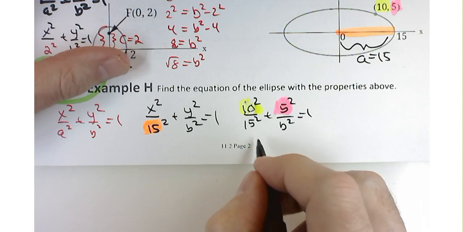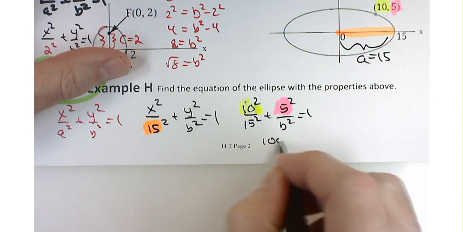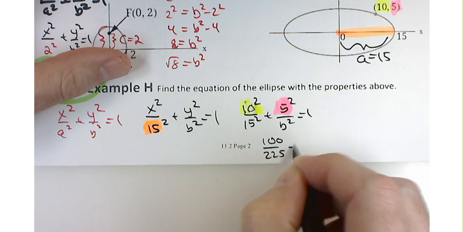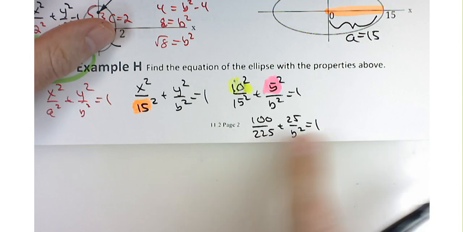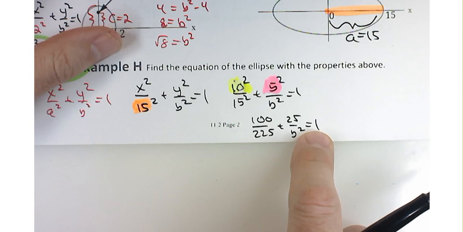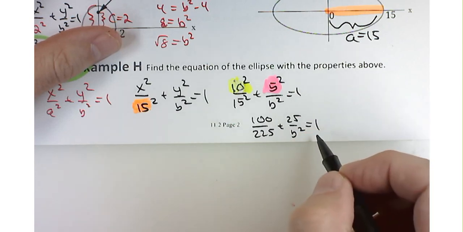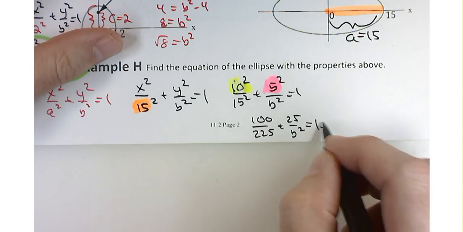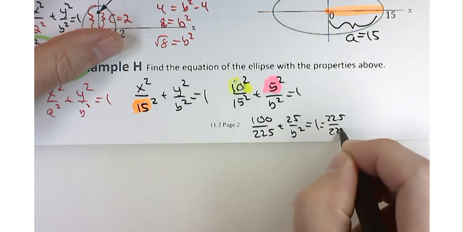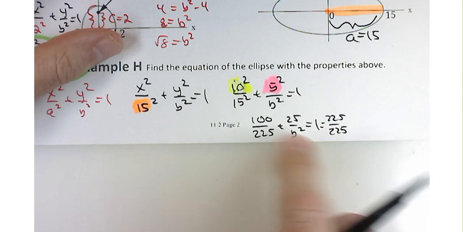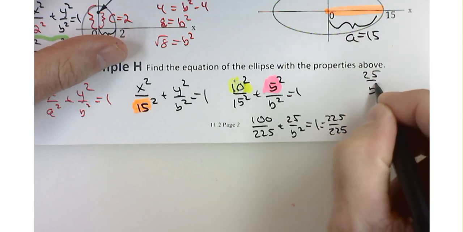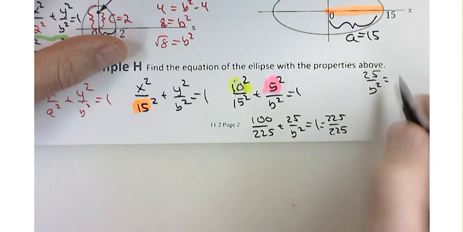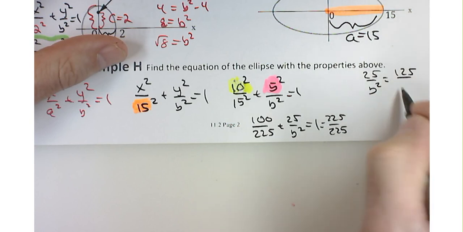So see if we can solve. That's going to be 100 over 225 plus 25 over b squared equals 1. Let's regard this as 225 over 225. Why would I rewrite this as 225 over 225? Yeah, it's an LCD between these two. So if I subtract this, I'll end up with 25 over b squared equals 125 over 225.